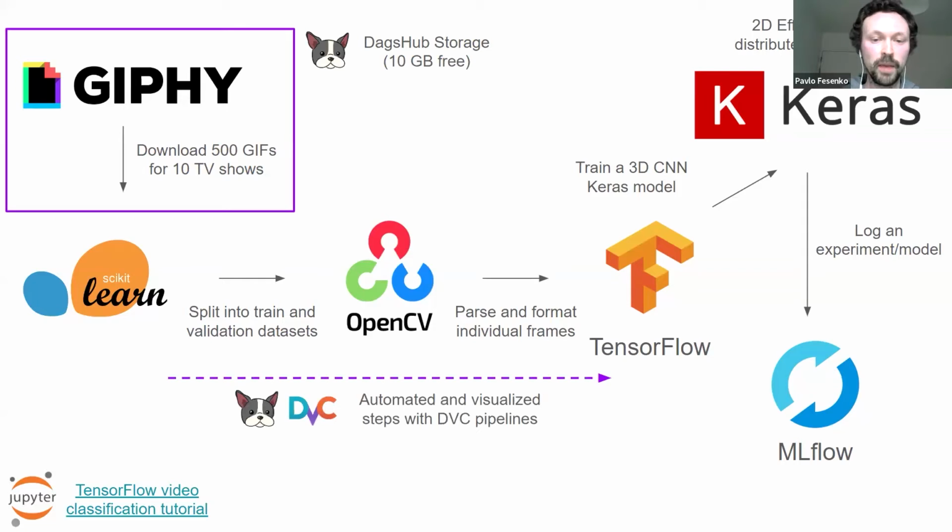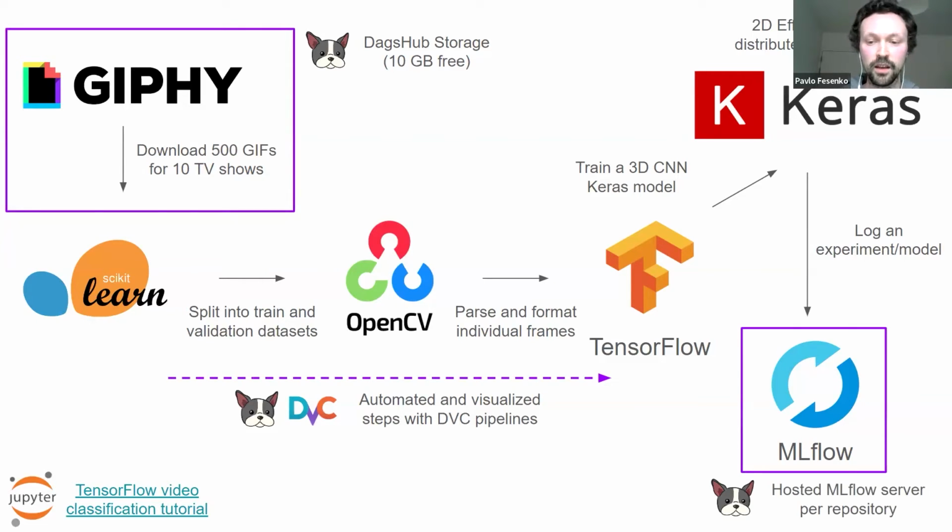We can also automate and visualize all the steps that I described here using DVC pipelines. And this is also something that we are working on right now. And finally, MLflow is usually a local server that you're running on your machine. It is actually hosted by DagsHub for every repository. So we can deploy all our artifacts and all our experiments to DagsHub, and collaborate with others in this way.